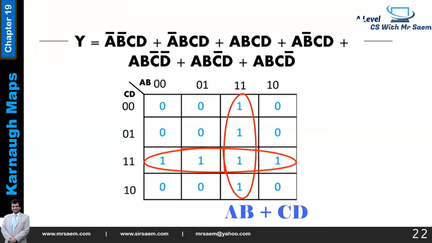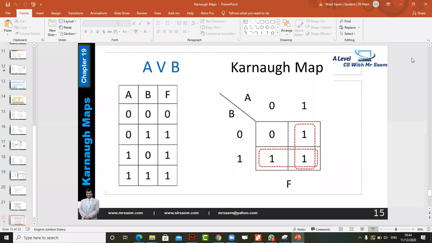Yes or no? AB, because AB is pairing 1 1, plus CD. Agree with me? Yes or no? So AB and CD, right? There are no other ones. So it's the simplest way to represent it. Do you agree with me? Yes, sir. Now let's do a past paper, then you will have more idea.